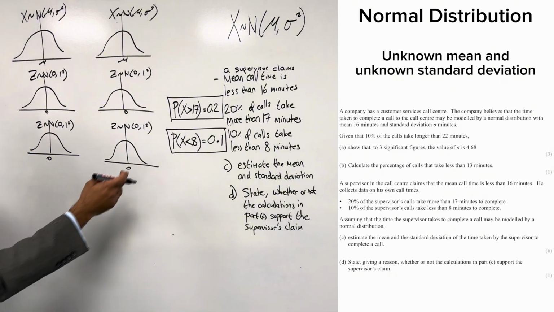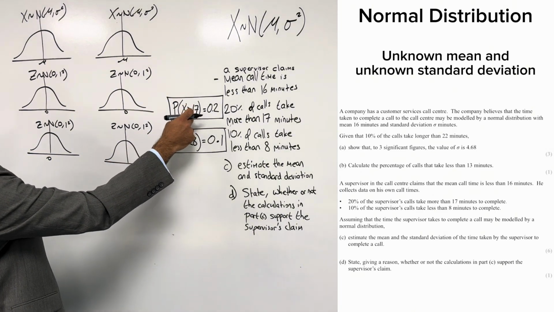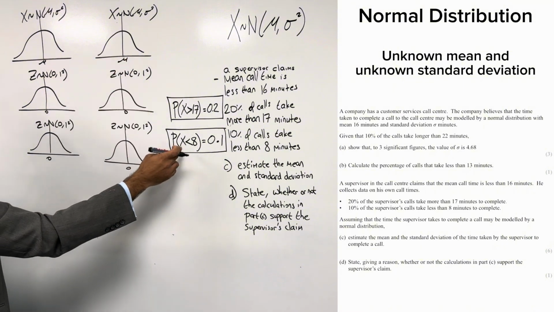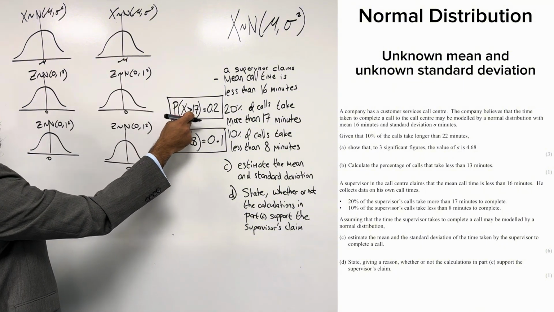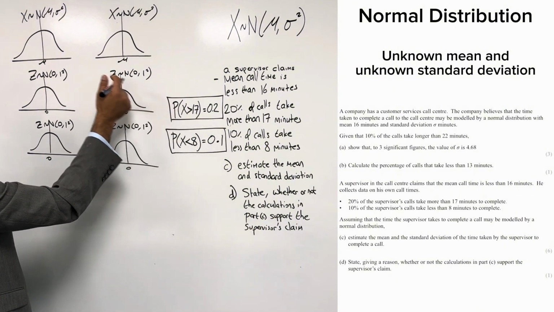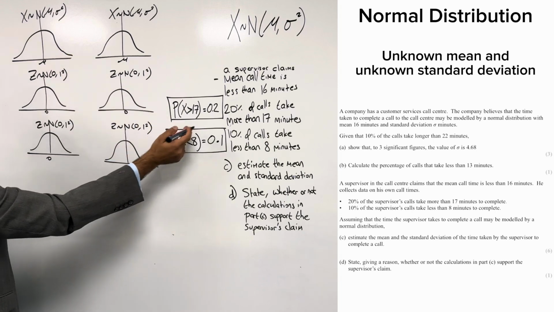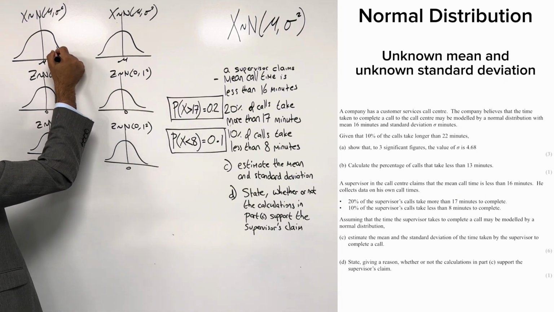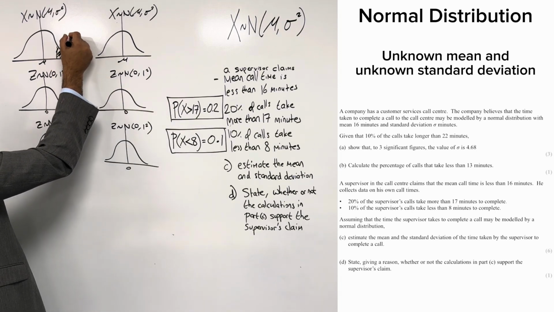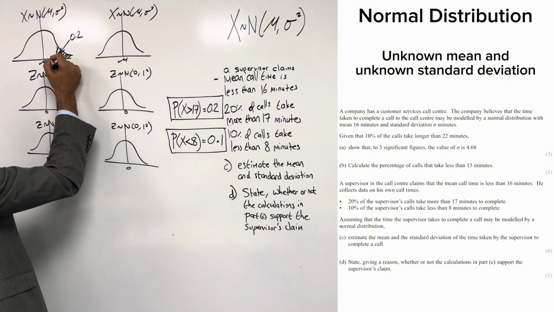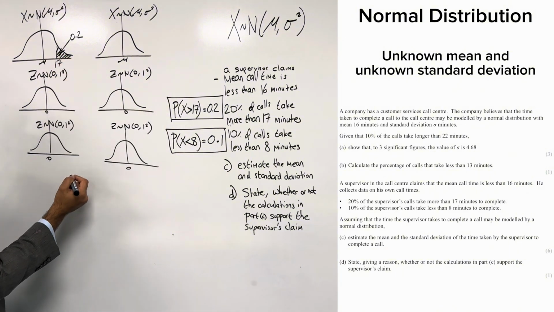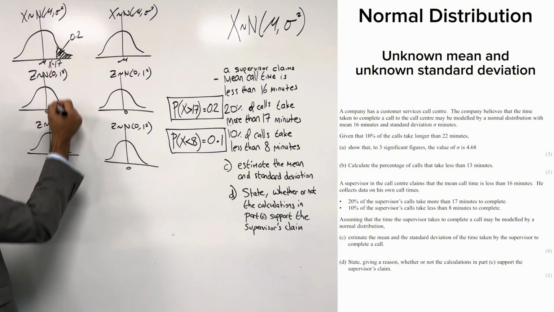And now the next part is to actually represent these on my diagram. So x is greater than 17. Greater than means I'm going to start shading from the right. And 0.2 means I stay on the right hand side. And that's representing my 0.2. 17's here, x equals 17. I can write that here for you to make it more obvious.